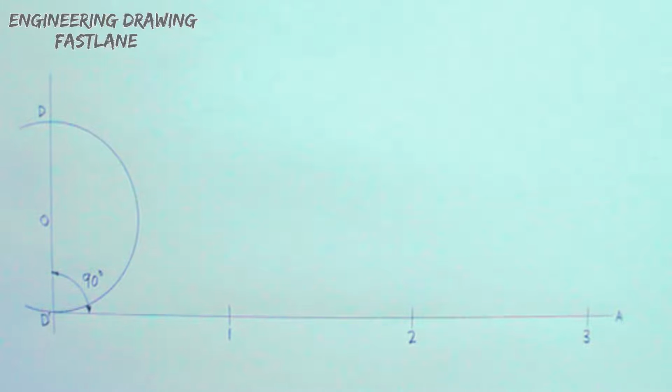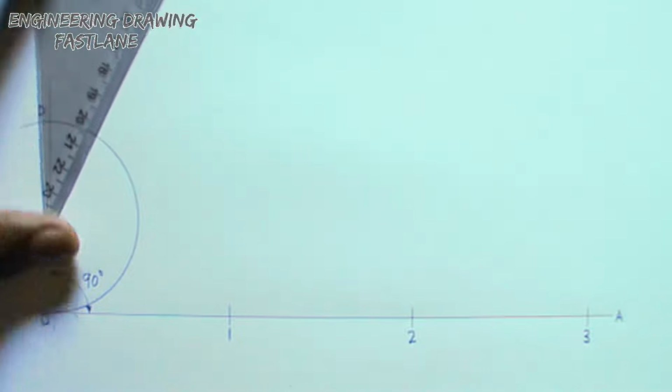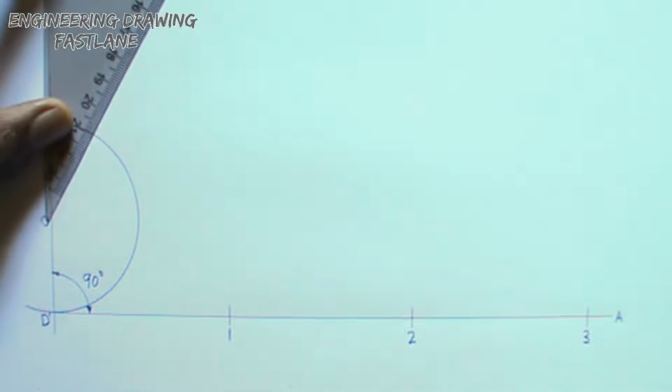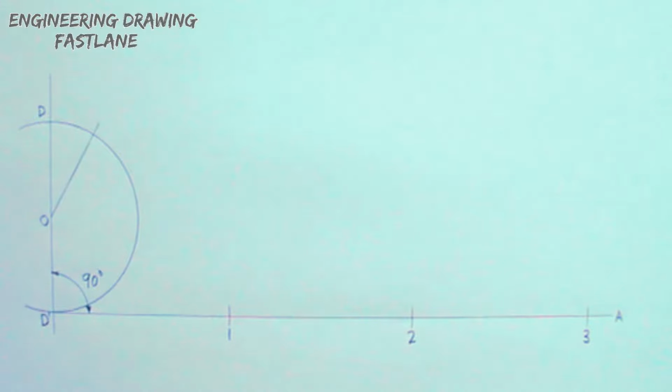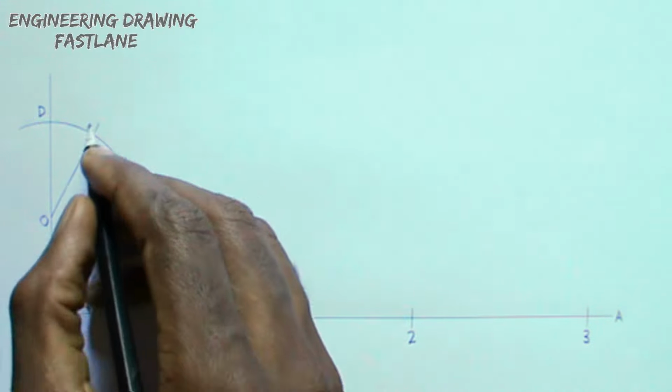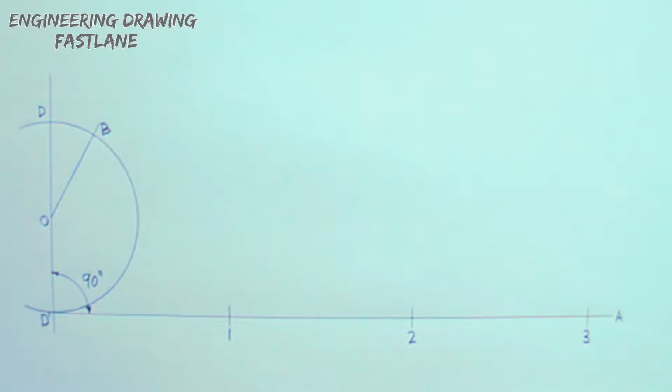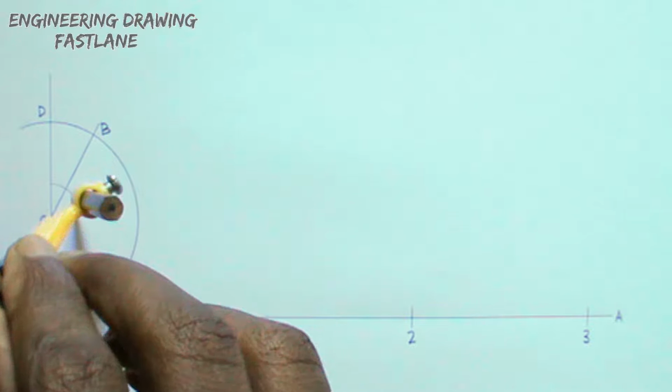Next, I will draw a line from point O to intersect the semicircle. This line must be 30 degrees to line OD. I will label the point where the line intersects the semicircle B. I will indicate that the line is 30 degrees to line DO.